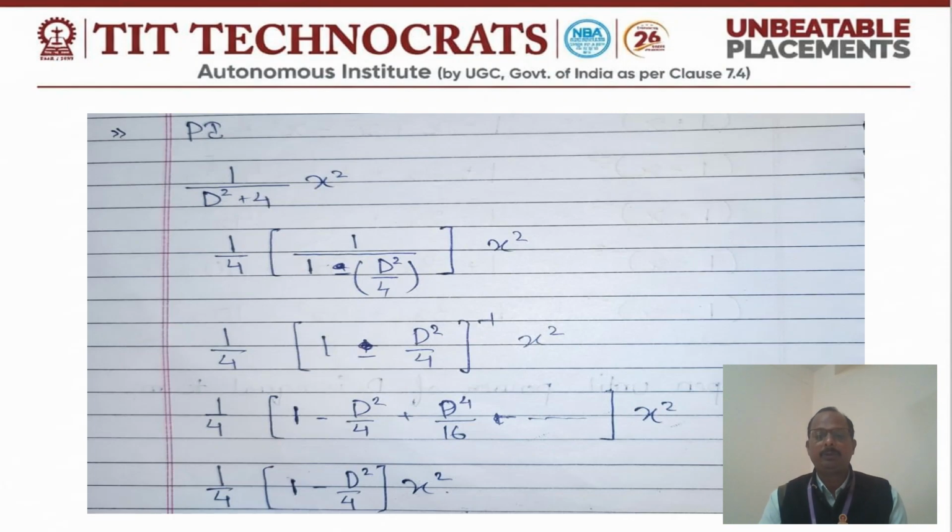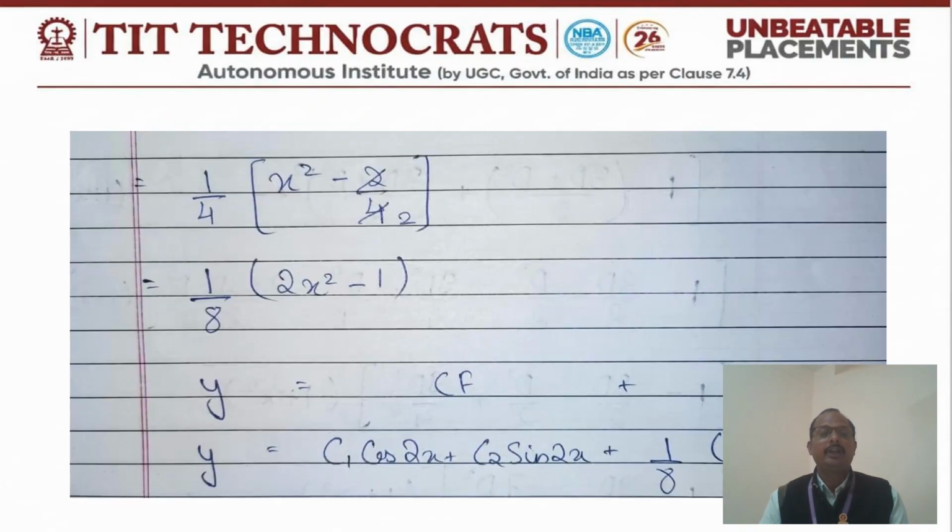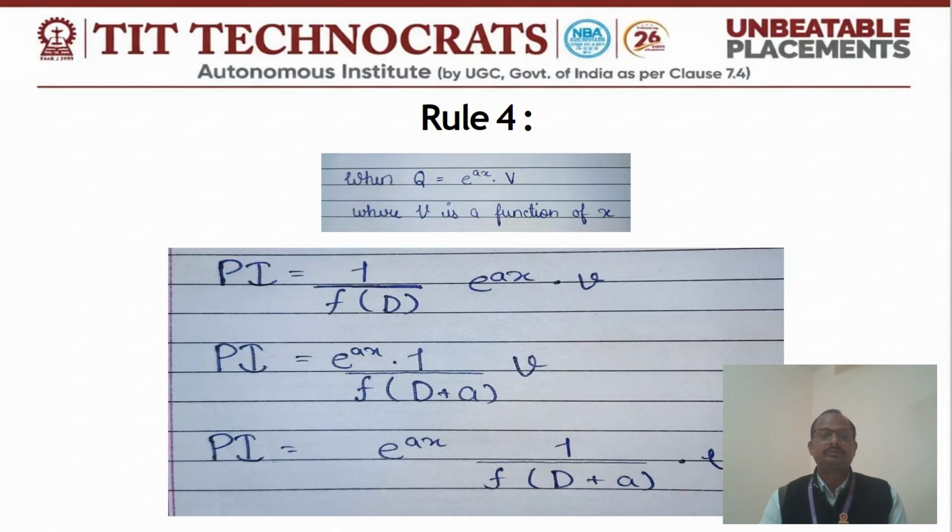So by multiplying x square, we can get here 1 minus 1 by 4 times 1 minus d square by 4 x square. Then distribute the x square inside the expression after doing the differentiation process. Finally, you will get 1 by 8 times 2x square minus 1. So the final solution is y is equal to CF plus PI.